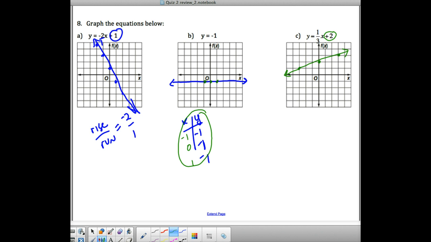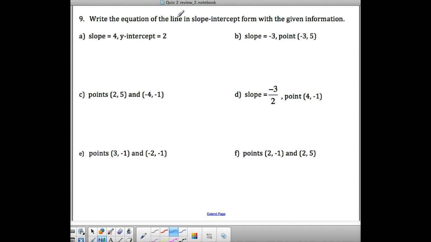Alright, now find the slope, or write the equation of the line in slope-intercept form with the given information. So this is the easiest one, y equals 4x, that's the slope, plus 2. Good to go.